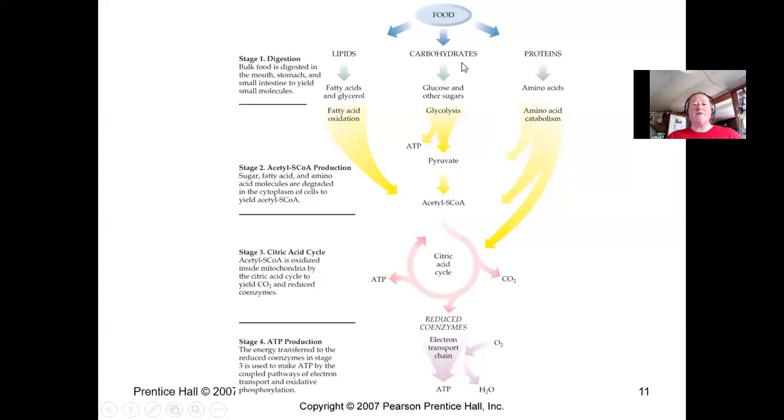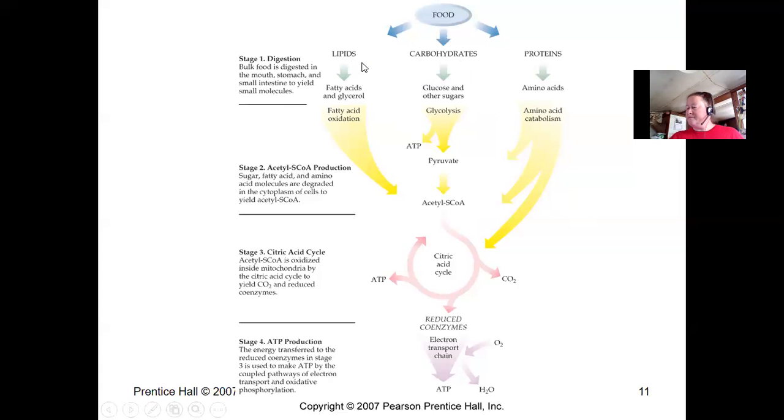And again, catabolism is the breakdown of large molecules to make them into smaller molecules and to ultimately get energy from them. When we talk in more detail about lipids and carbohydrates and proteins, we will look at how those molecules will be used to build some things to go through anabolic processes. So in the first stage, we have digestion.